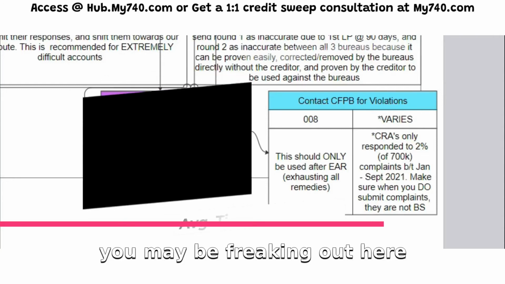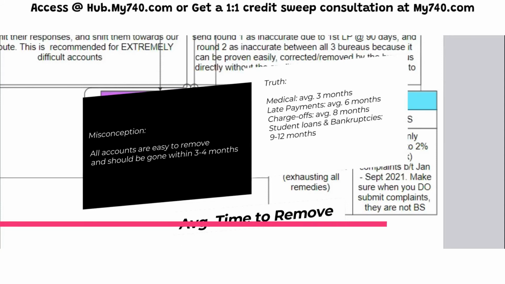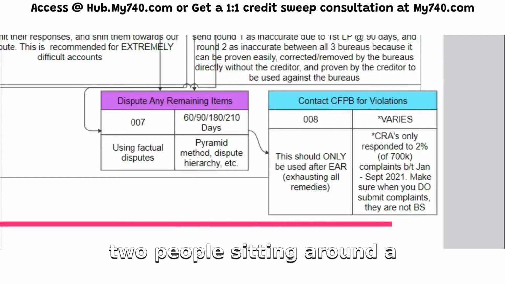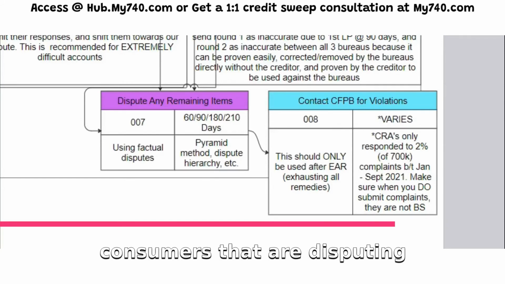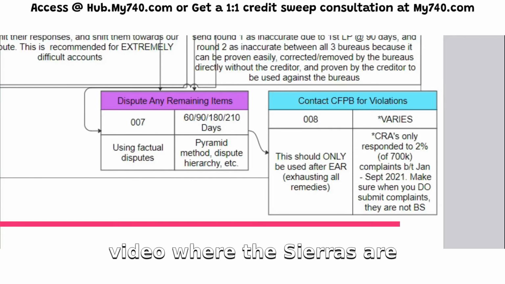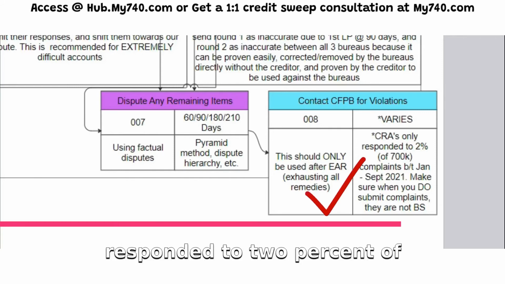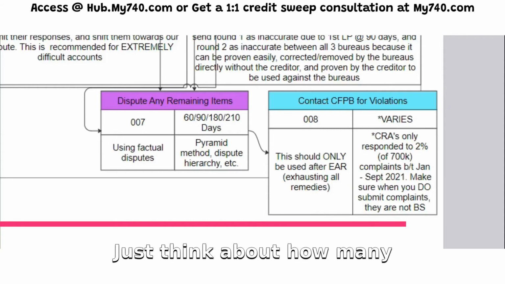Now you may be freaking out here saying, Kristen, you're telling me I'm going to have to dispute for 12 months? Well, normally I would say 9 months, but obviously things are extremely difficult to remove right now because it's not just you sending a dispute to people sitting around a table. No, it's millions and millions of consumers that are disputing all sorts of stuff, okay? Just look at the article that I was going to put in a totally different video where the CRAs only responded to 2% of 700,000 complaints, okay? That's through a government agency. Just think about how many millions of disputes.